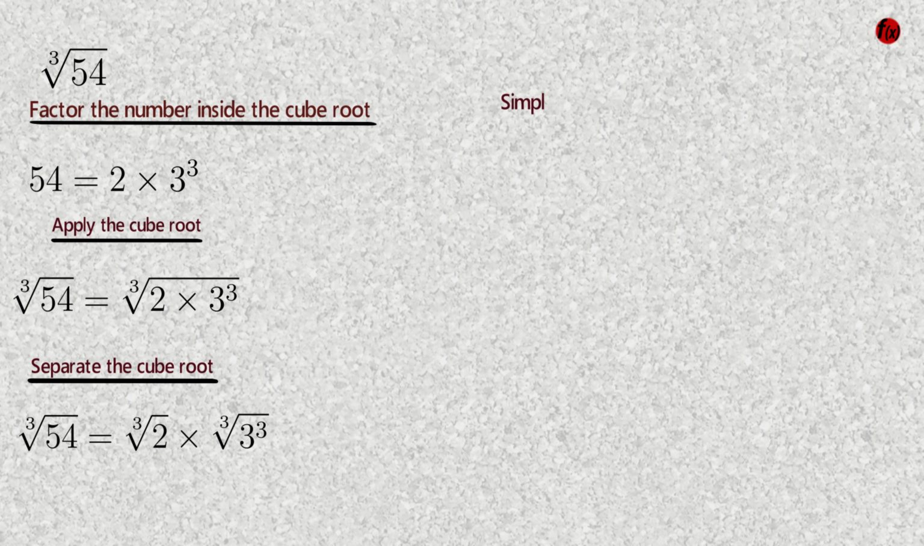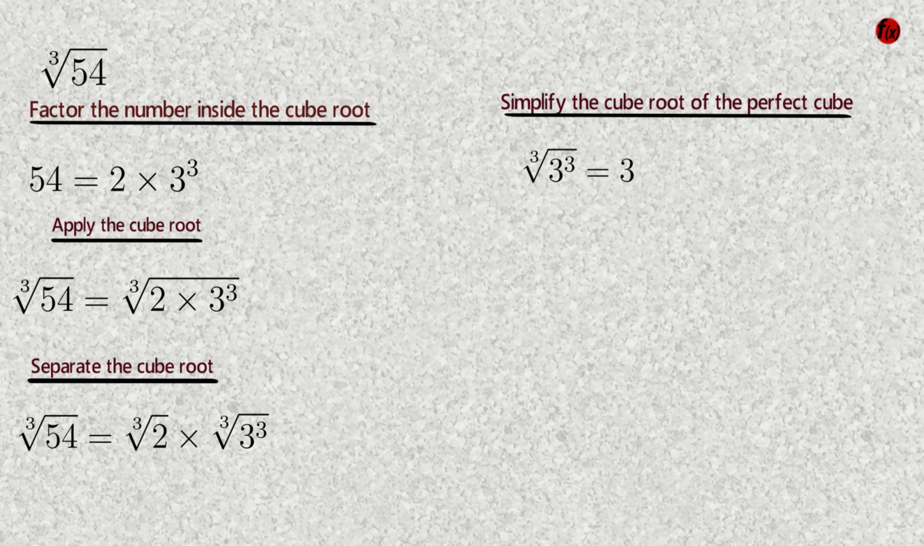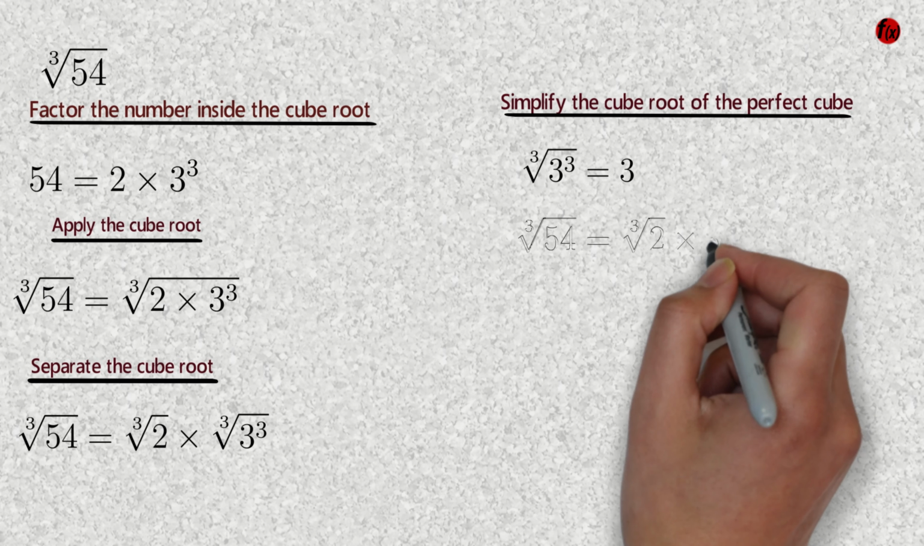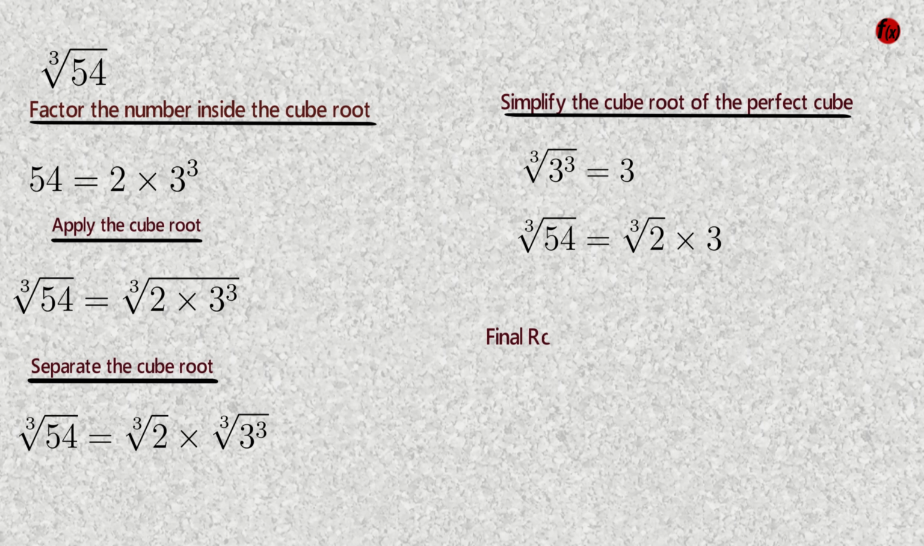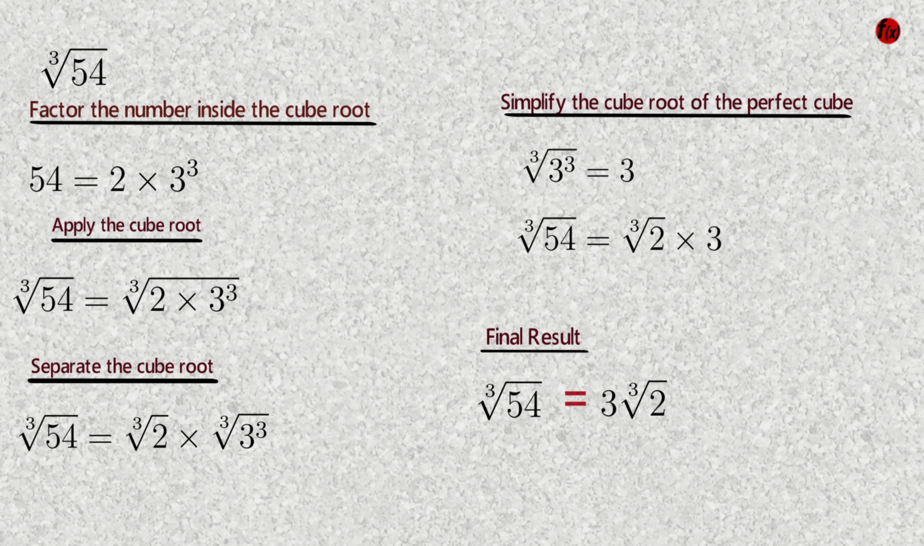Step 4. Simplify the cube root of the perfect cube. Since the cube root of 3 cubed is equal to 3, we can simplify further. The cube root of 54 equals the cube root of 2 times 3. Final result. Thus, the simplified form of the cube root of 54 is 3 cube root of 2. This is how you simplify a cube root expression.